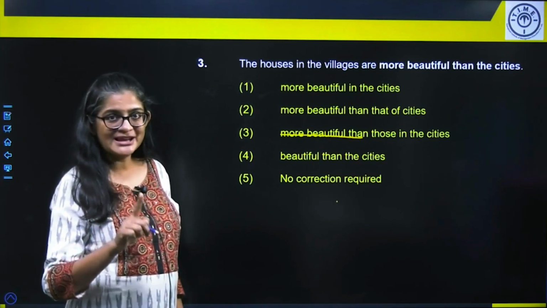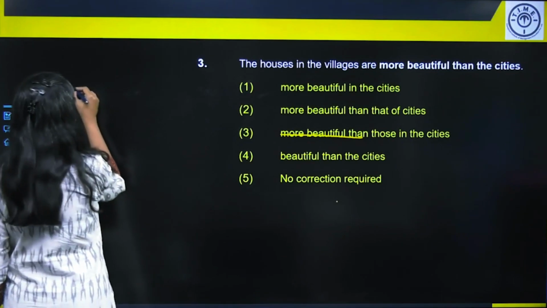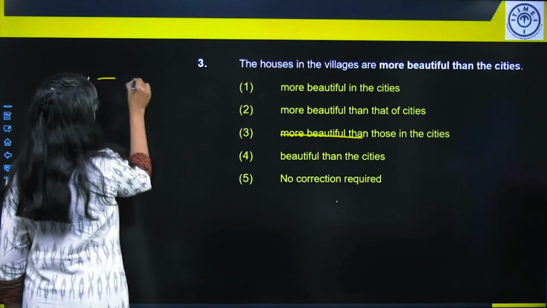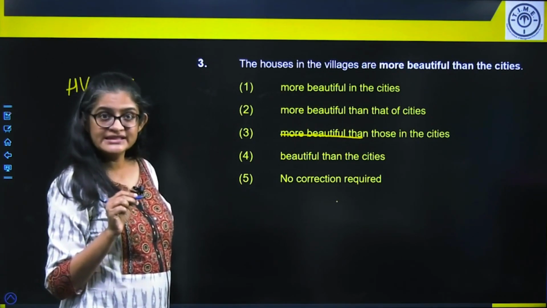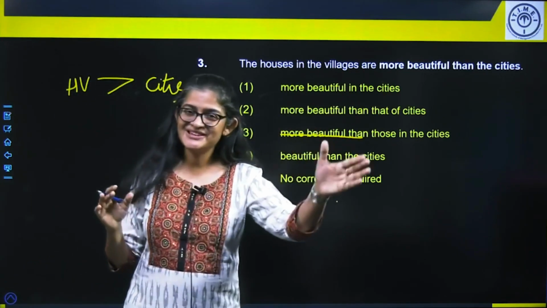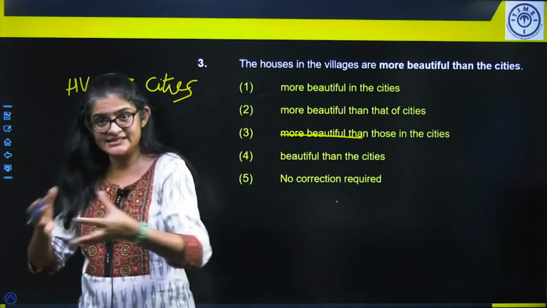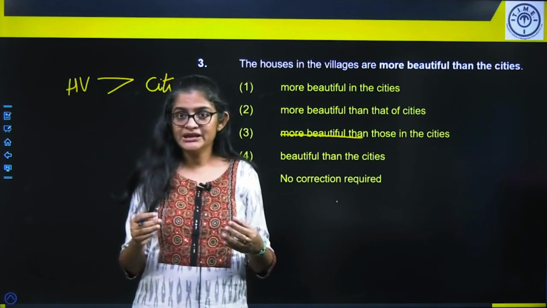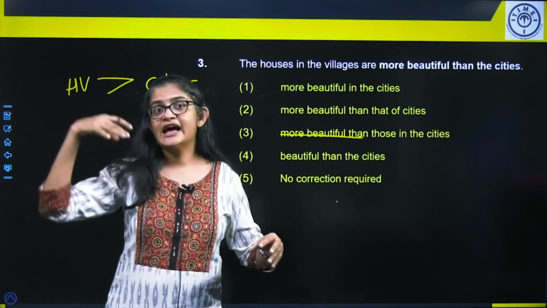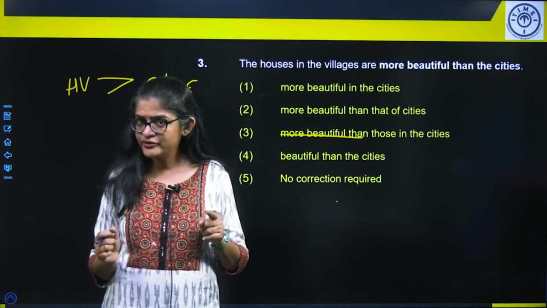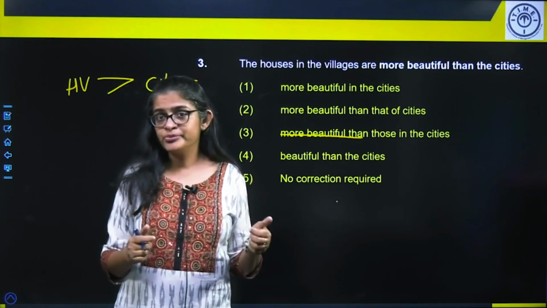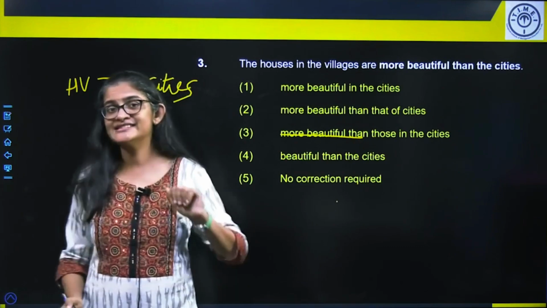If that is so, let me tell you what we are comparing. The houses in the villages are more beautiful than the cities. We are saying the houses in the villages are more beautiful than the cities themselves, which means houses in the village areas are more beautiful than, let us say, Hyderabad, Mumbai, Bangalore. Is that what we are saying? No. What are we saying? Houses in the villages are more beautiful than houses in the cities.